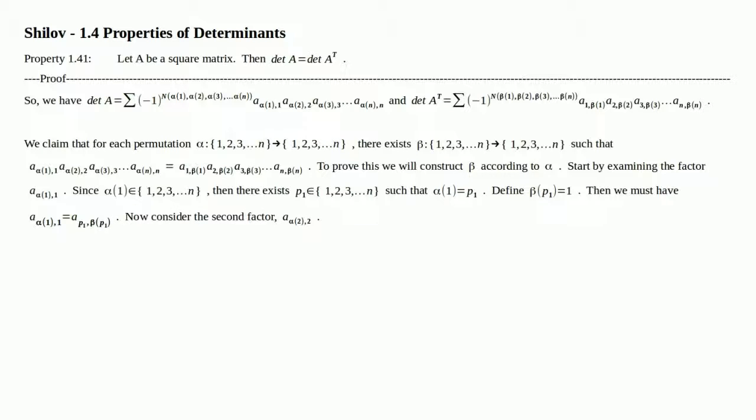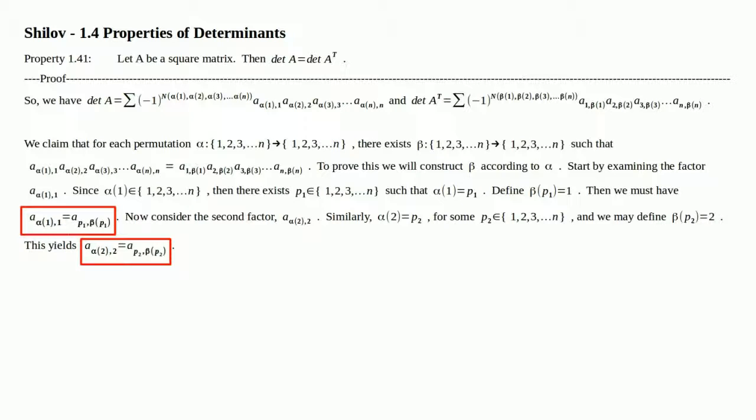Now consider the second factor. A sub alpha of 2, 2. Similarly, alpha of 2 is equal to p sub 2 for some p sub 2 in the set 1 through n. And we may define beta of p sub 2 equal to 2. This yields A sub alpha of 2, 2 equal to A sub p sub 2, beta of p sub 2. And we got this exactly in the same way that we got the last one. So if you could see the pattern here where we're going with this, that'd be great.